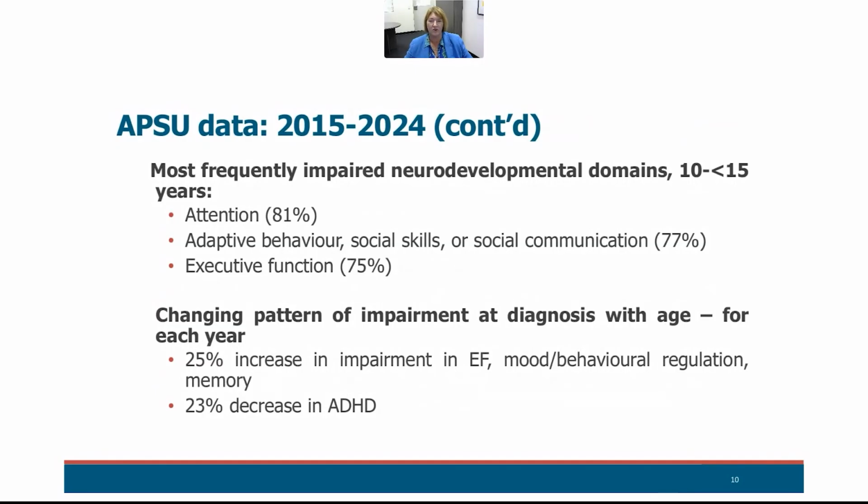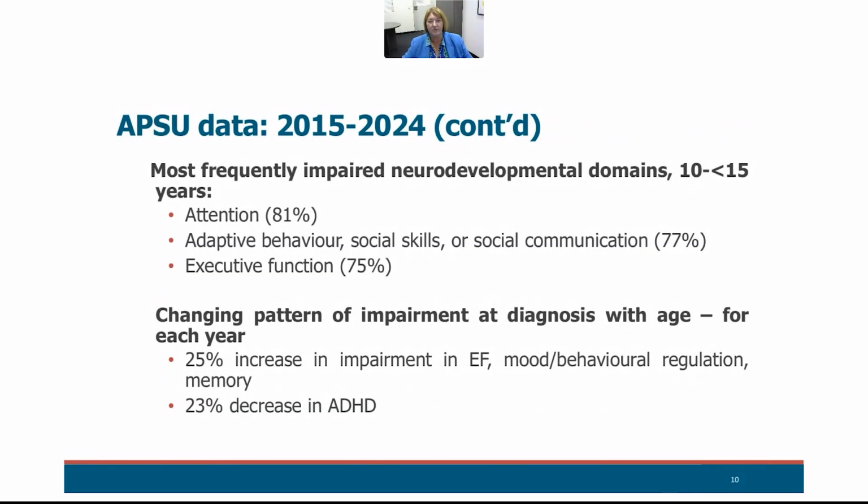So as a teacher, what are the most frequently impaired neurodevelopmental domains you might expect to see? Well, perhaps not surprisingly, attention problems are very common. ADHD, either combined type, attention type, or hyperactivity. Often these children have problems with adaptive behaviour, living skills, social communication, and many of them have problems with executive functioning, planning and conducting complex tasks.